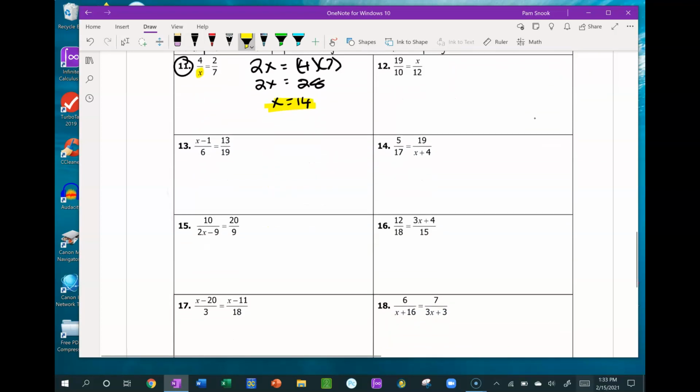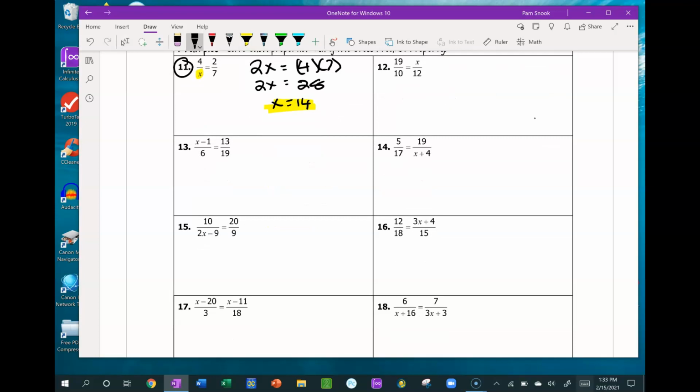Let's do one that's a little bit more complicated. Let's do number 15. We've got 10 over 2x minus 9 equals 20 over 9. Same thing. Bottom times top equals bottom times top. So I'm going to multiply the 10 and the 9 together. And I'm going to multiply the 2x minus 9 and the 20 together. I'm just going to go ahead and multiply the 9 and the 10. And then I'm going to distribute.